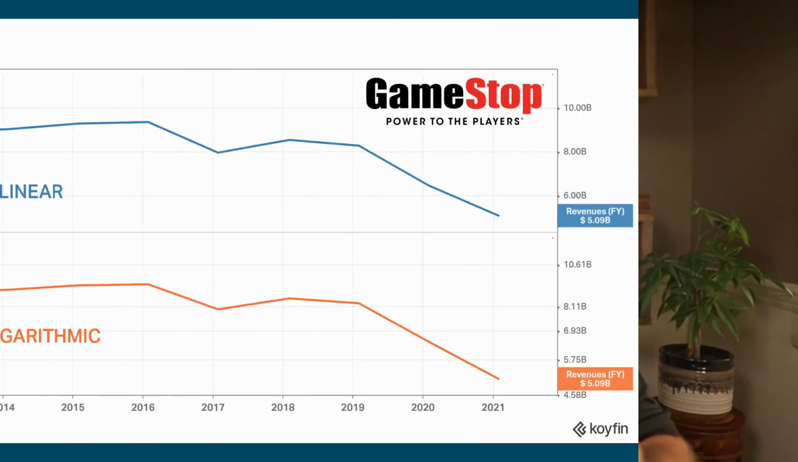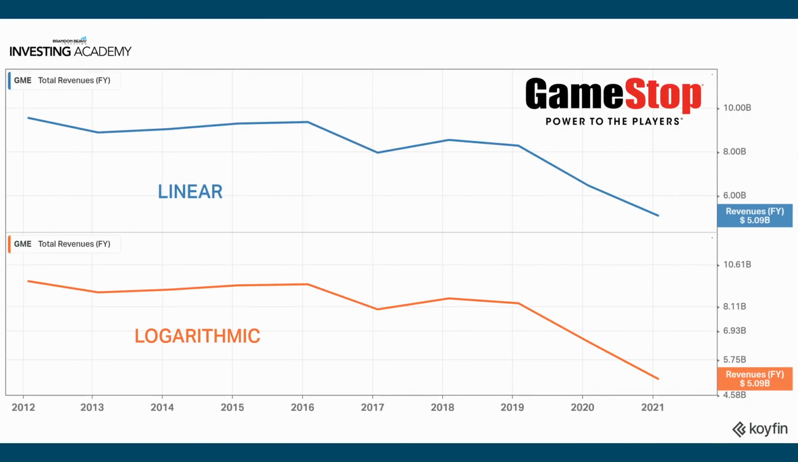Lastly, no video in 2021 would be complete without a reference to GameStop. And we're going to look at GameStop and see the differences of their revenue over the last 10 years with both the logarithmic and with the linear scales. It doesn't matter how you skew it. You can twist it, you can turn it, you can use linear, you can use logarithmic. GameStop revenue is on the decline.